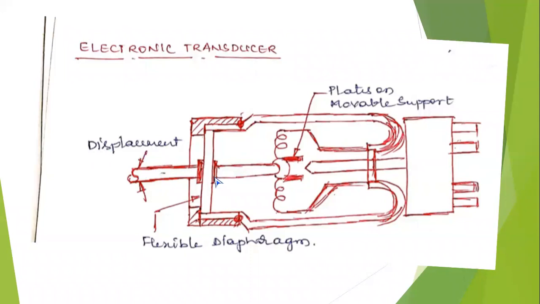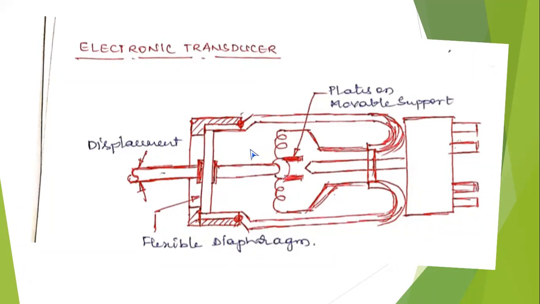Next, come to the point. Here you have the flexible diaphragm. Almost all of you have seen the diaphragm in the speaker, the black color flexible diaphragm present in the speaker. The same type of diaphragm, made of PVC material or some other material, is placed between the plunger and the movable plates.